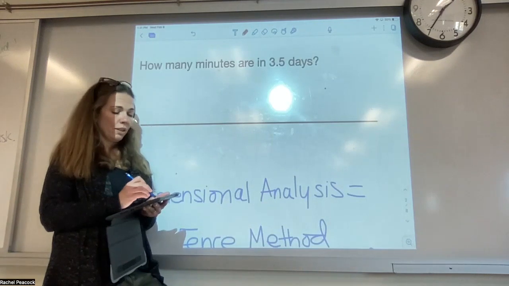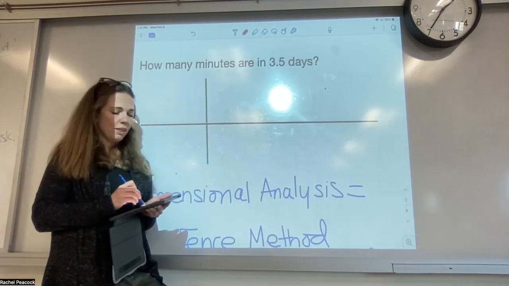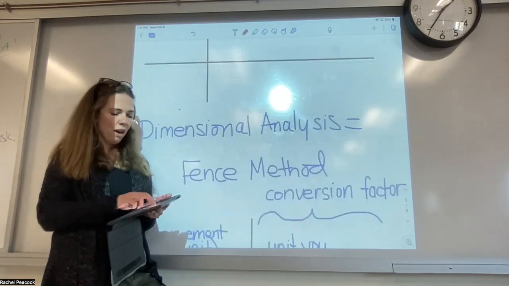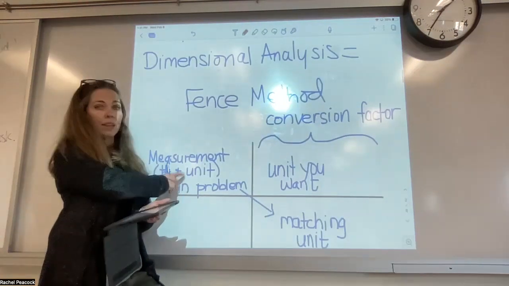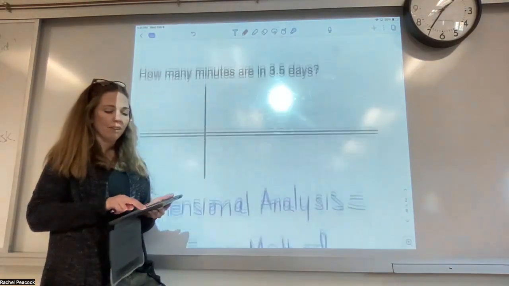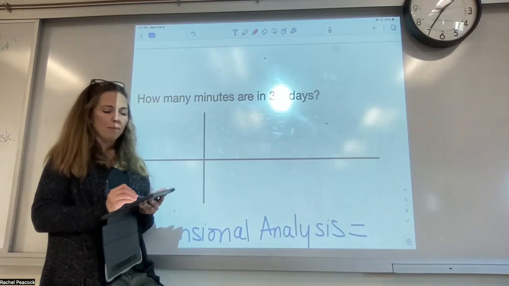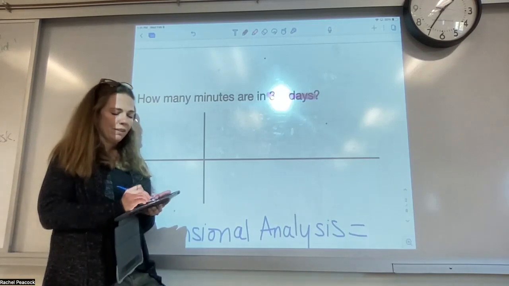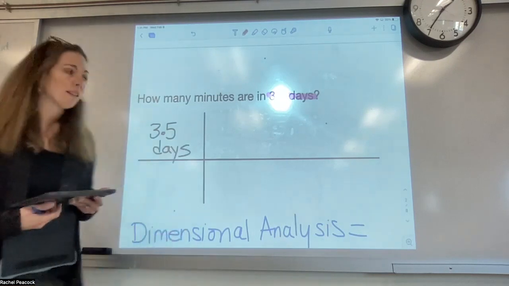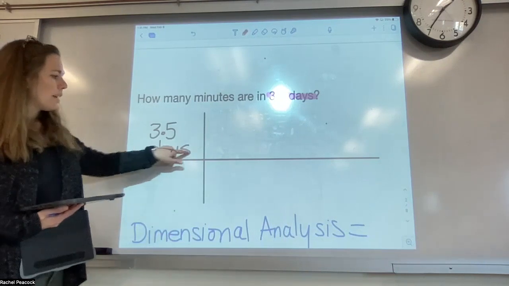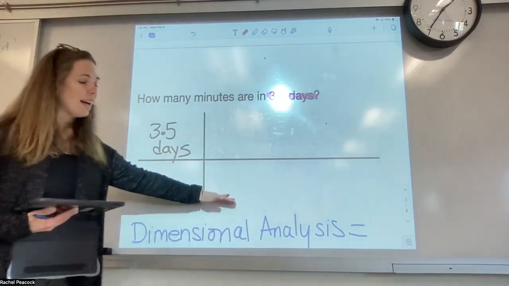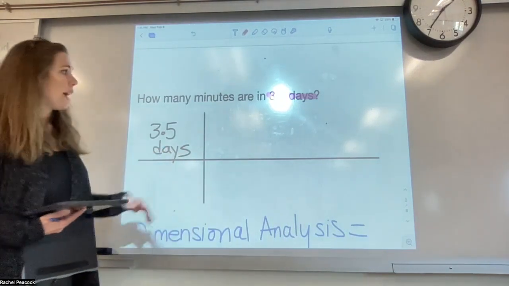So you start with the measurement that you are given in the problem. That's the top left corner of your fence. In this problem, we're given 3.5 days. 3.5 is the number, days is the unit. That's important, okay? Because whatever unit you have top left has to go bottom right, okay?